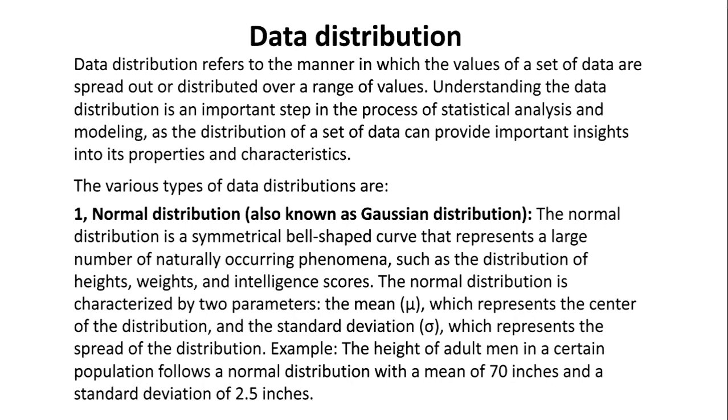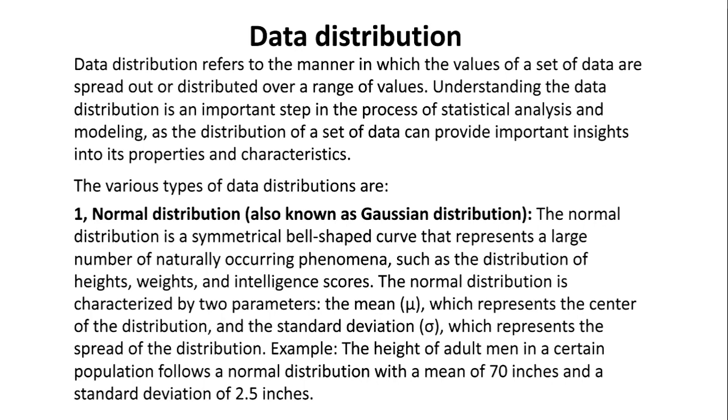Understanding the data distribution is an important step in the process of statistical analysis and modeling, as the distribution of a set of data can provide important insights into its properties and characteristics. The various types of data distributions are: normal distribution, also known as Gaussian distribution.